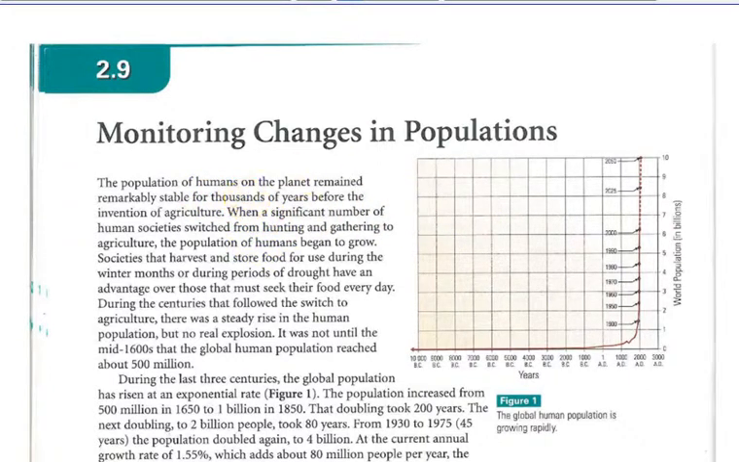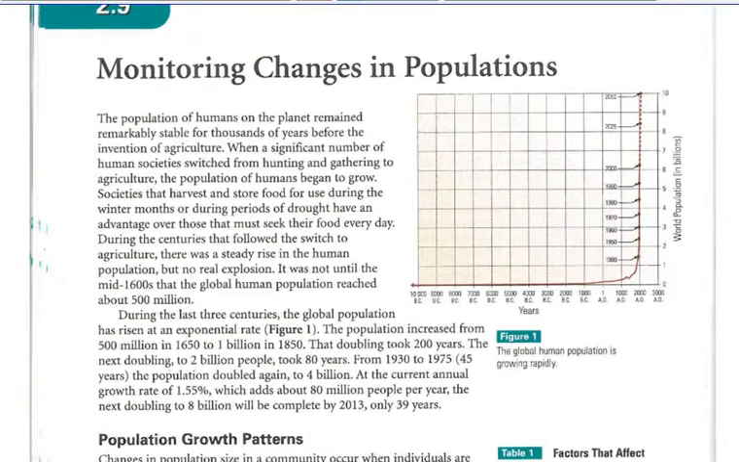It starts off here with something relatively interesting and somewhat scary in a way. The population of humans on the planet remained remarkably stable for thousands of years until the Industrial Revolution happened, invention of agriculture, etc. It seems like after that, it's skyrocketed. So for example here, if we look at the year 2000, just a little over 6 billion. Once we reach 2025, we'll be around 8.4 billion.